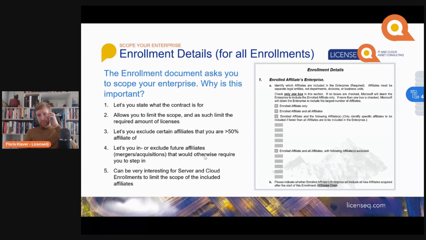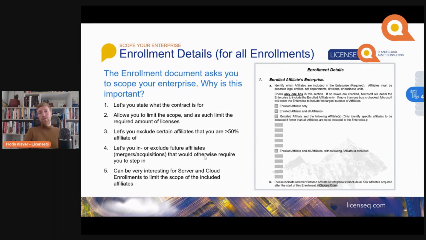And on item 1B, you see if you want to include or exclude any affiliates that might join your organization throughout the term of your contract. Now, why is this very important? It lets you state who or what the contract is for. So if you want to procure only for a subset of your organization, this is where you need to call that out. So you can generally limit the scope.